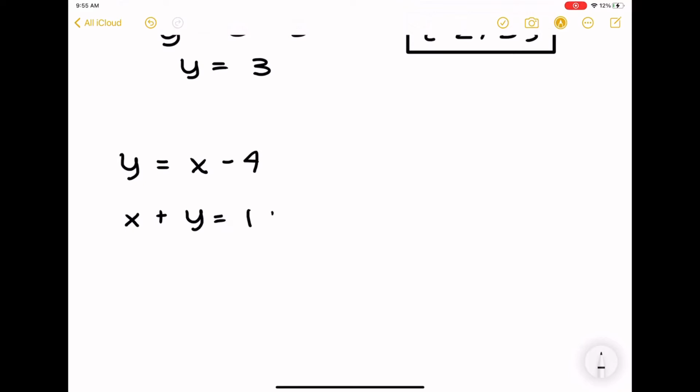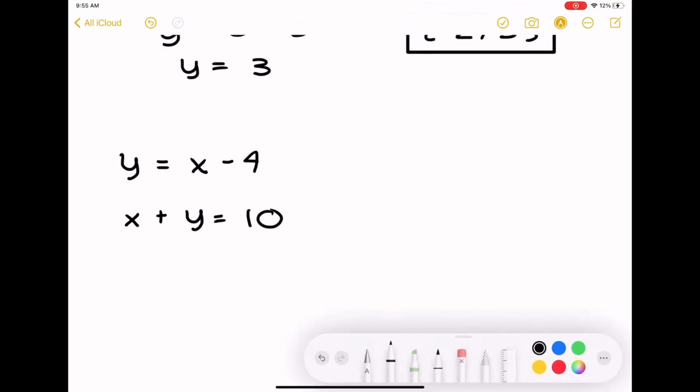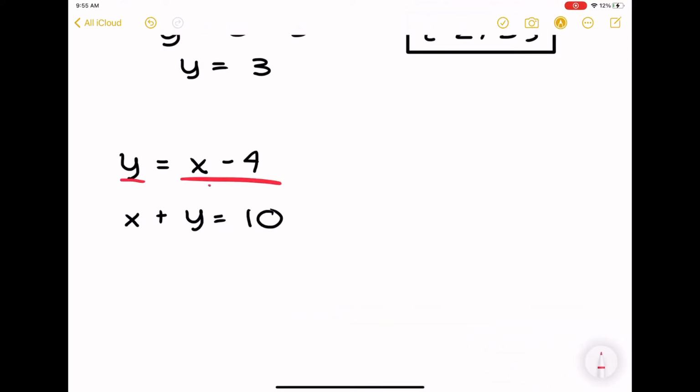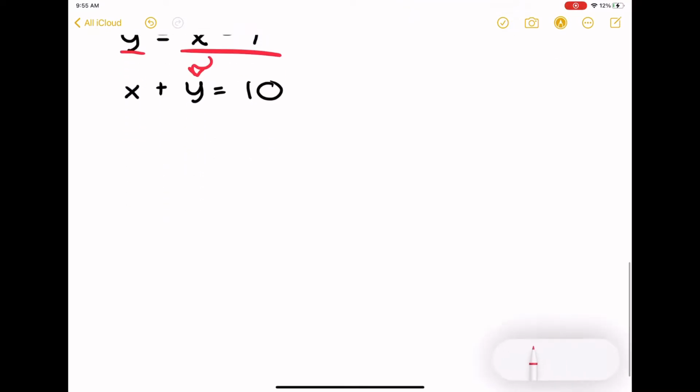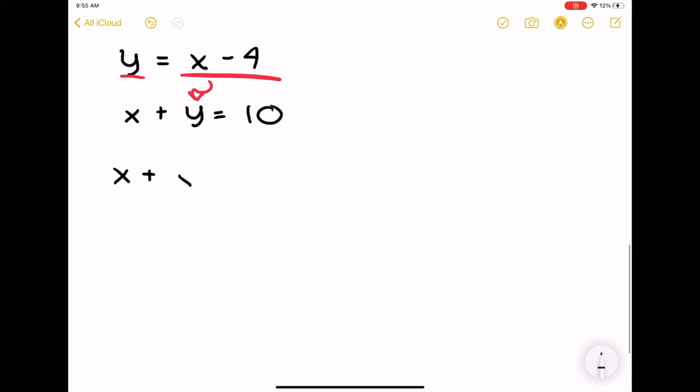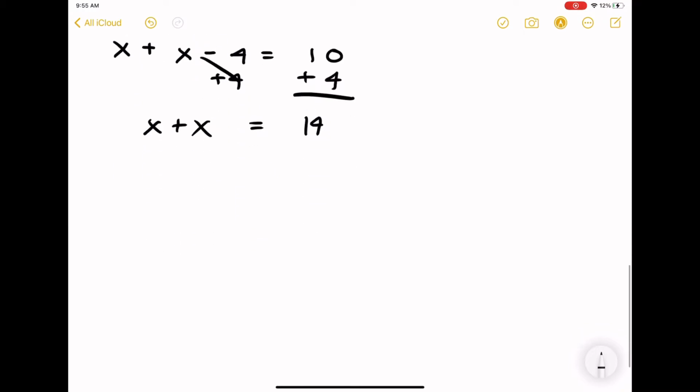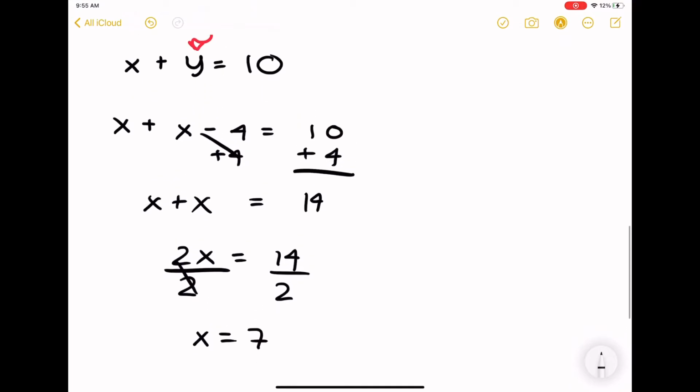Now this problem is a bit easier, but y = x - 4 and x + y = 10. So again, we know what y is. So we can plug in what we have for y in the second equation. Then we'll get x + x - 4 = 10. But we'll have to balance out the equation, so we get x + x = 14. 2x = 14 once we simplify that further, and the final simplification step is to divide by 2, so we get x = 7.